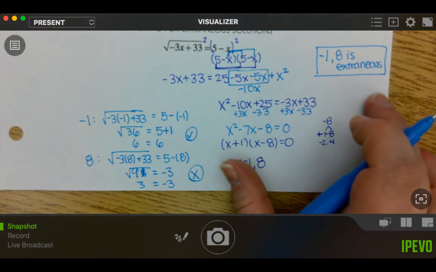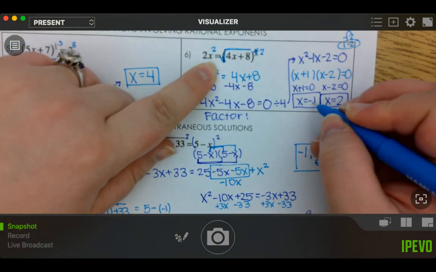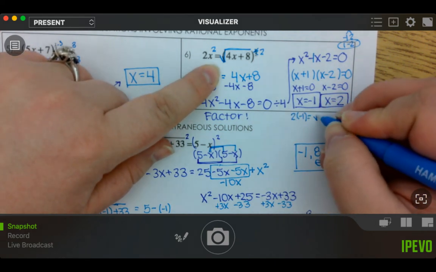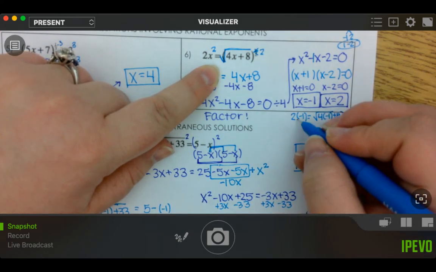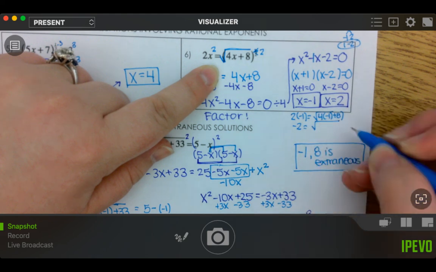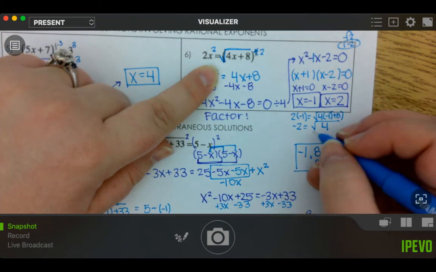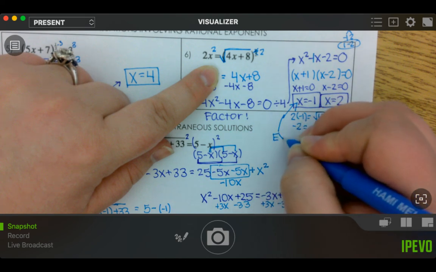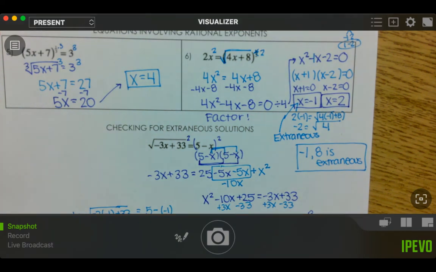I'm going to come back up here to this one. I didn't check these very well before, but I'm just going to say this. If I plug in -1, I get 2 times -1 equals the square root of 4 times -1 plus 8. This is -2 equals the square root of -4 plus 8 is 4. The square root of 4 is not -2, so this one was also extraneous.